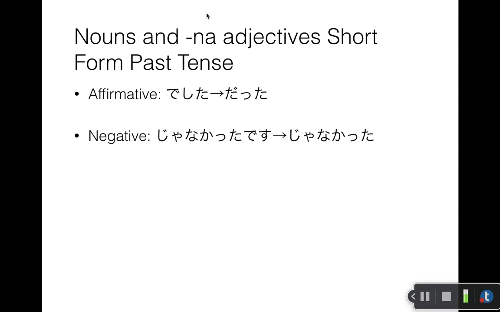So if you want to say, I don't know, Tanaka wasn't a student. Tanaka-san wa gakusei janakatta. And that's your short form sentence.